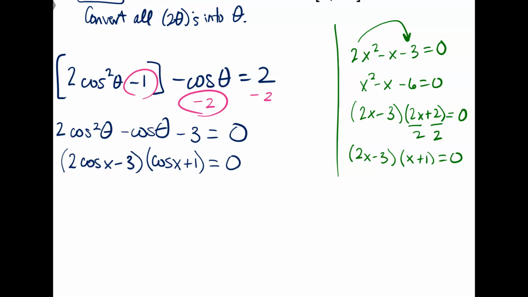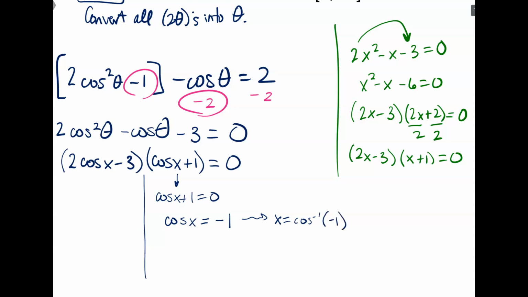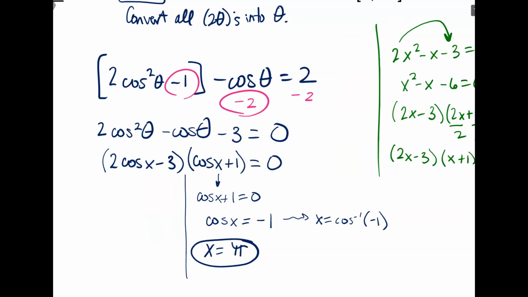Okay, so first we converted all the double angles into single angles, moved everything, and factored it. But I'm trying to solve, so I have to set each one of these factors equal to 0. So I set cosine of x plus 1 equal to 0. Where is cosine equal to negative 1? Really what I'm saying is x equals cosine inverse of negative 1. Which angle is cosine equal to negative 1? 180 degrees, exactly, which is pi. Cool, that's solid.